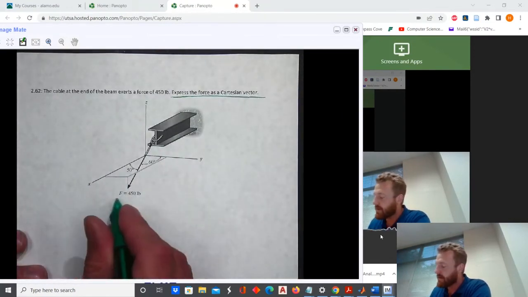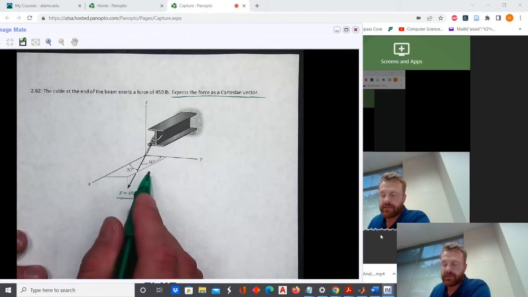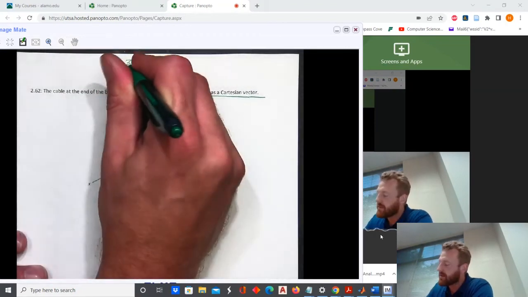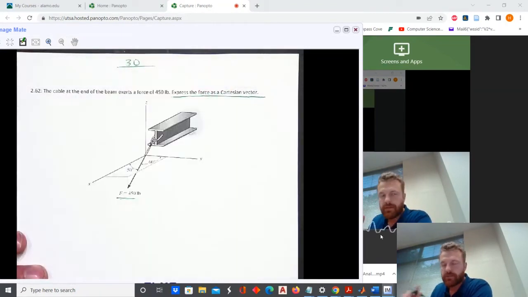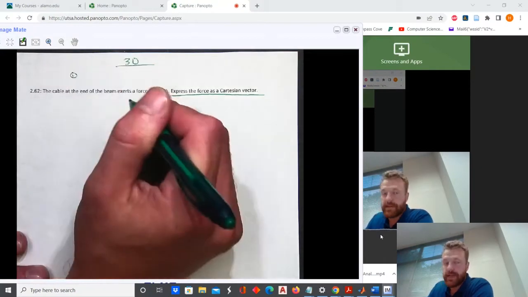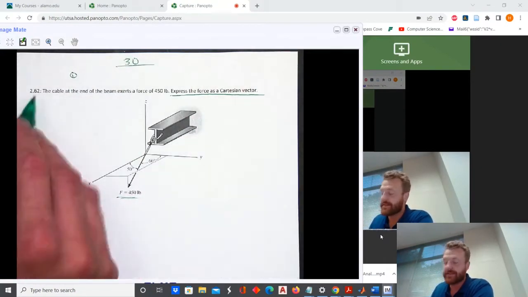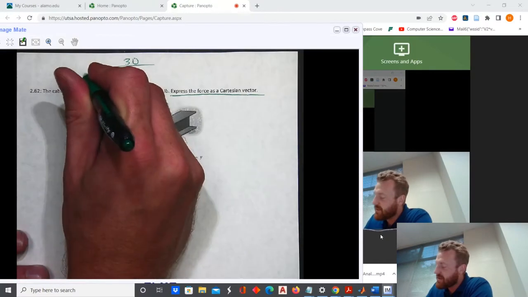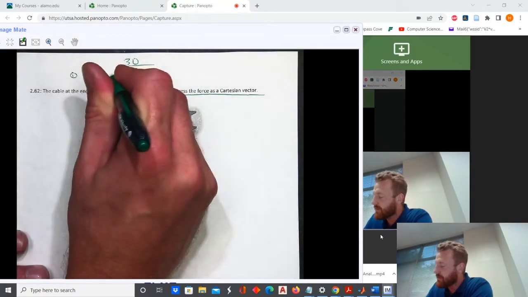And particularly, we're given a magnitude and we're given some angle information. So when you think about actually describing the direction of vectors in 3D, we talked about three different approaches in chapter 2 of the text, since this is a chapter 2 problem. The first thing that we talked about was coordinate direction angles.